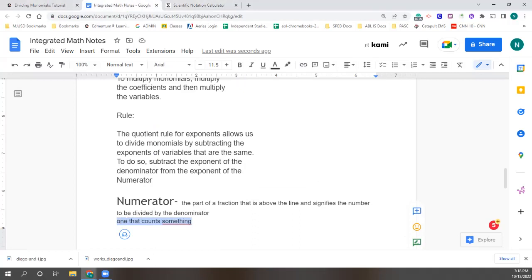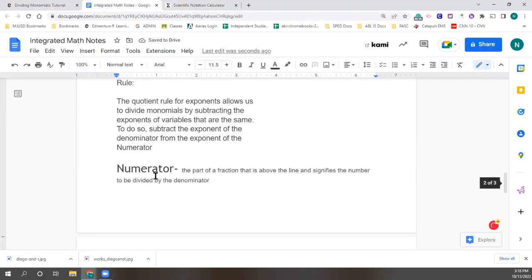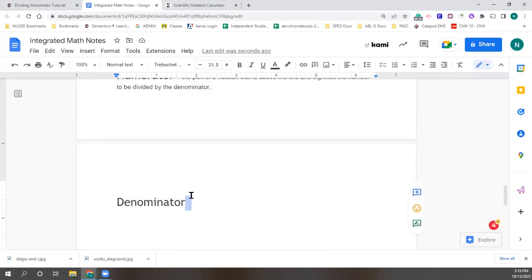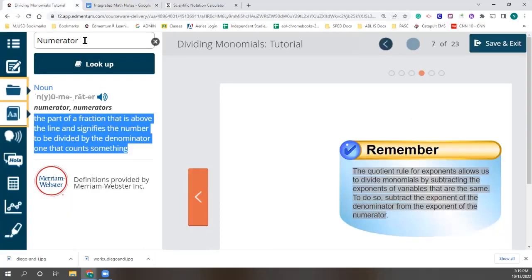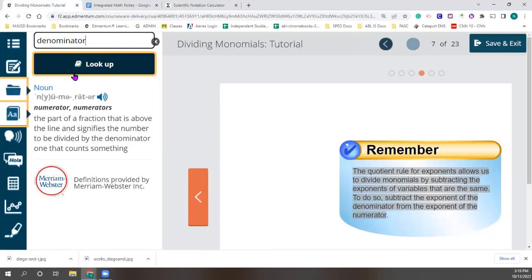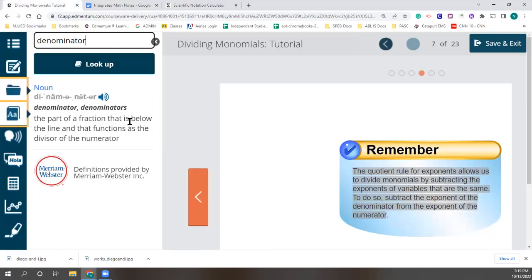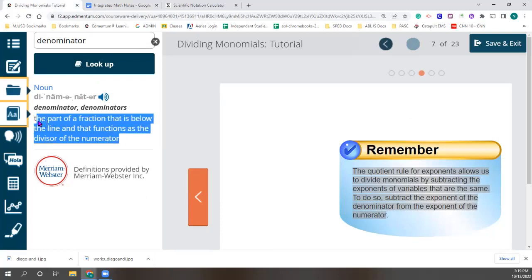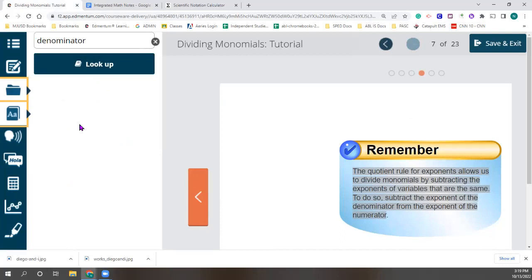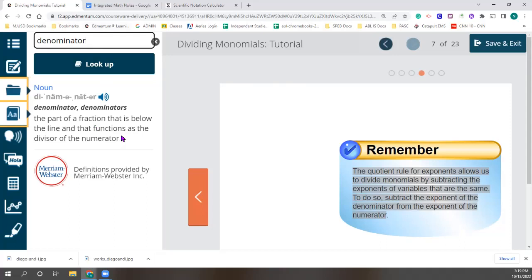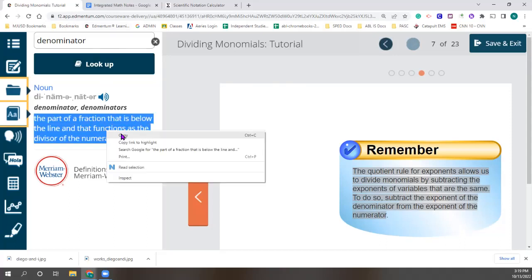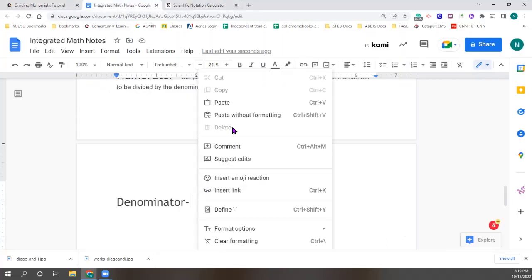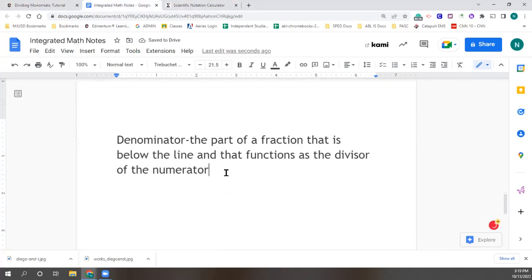So we have the numerator. It's the part of the fraction that is above the line and signifies the number to be divided by the denominator. I'm sorry, I misspoke. What is the denominator? Let's look that up. I'll give you a hint, they're related. The denominator is the part of the fraction that is below the line and functions as the divisor of the numerator. The part of the fraction that is below the line.